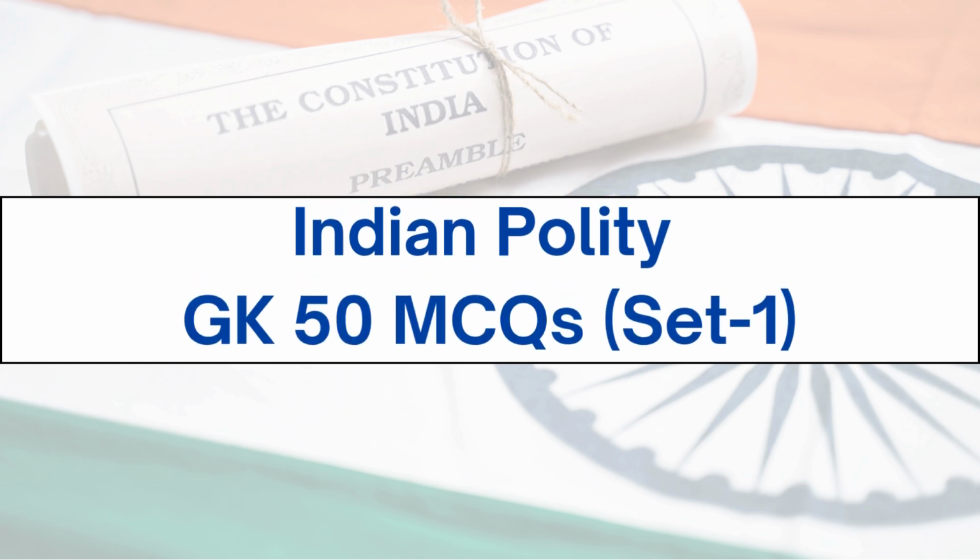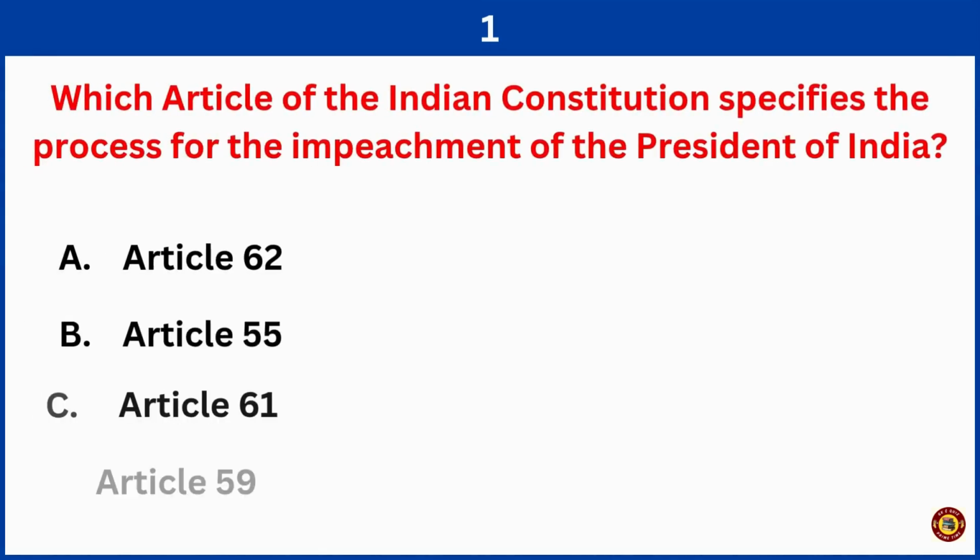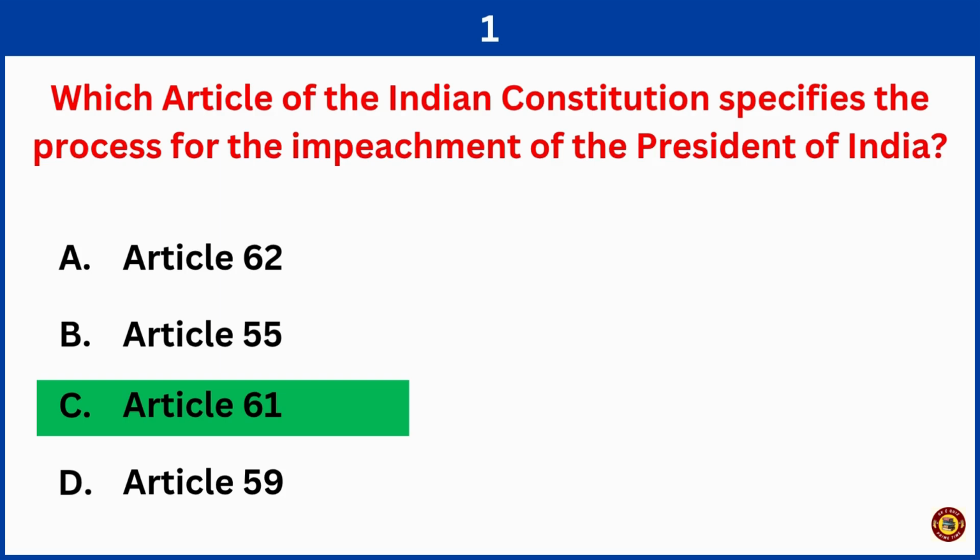In this video, we present 50 important MCQs on Indian polity, perfect for all competitive exams. Let's have a quick revision. Which article of the Indian Constitution specifies the process for the impeachment of the President of India? Right answer is option C, Article 61.